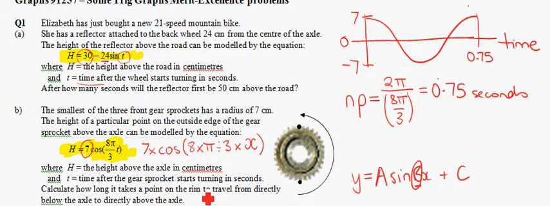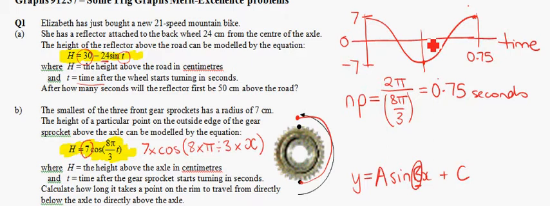Calculate how long it takes a point on the rim to travel from directly below the axle to directly above. So how long to get from the bottom all the way around to the top, from its lowest point, which would be here, up to its highest point, which would be here. We want to know how long between here and here.